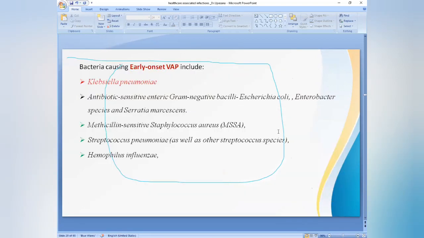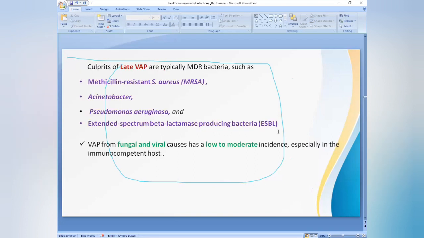Very quickly, let me talk about the different bacteria which cause early VAP, that is within 48 hours. These are Klebsiella pneumoniae, antibiotic sensitive gram-negative bacilli like E. coli and Enterobacter. MSSA, methicillin sensitive Staph aureus, is very common for early onset VAP. Strep pneumoniae and Haemophilus influenzae are also common bacteria involved in early onset VAP.